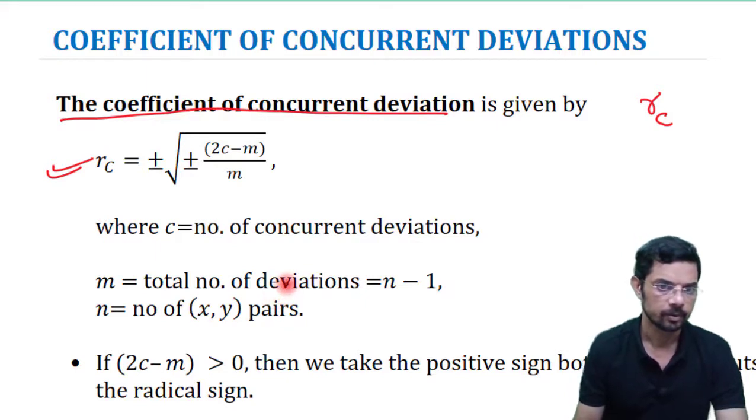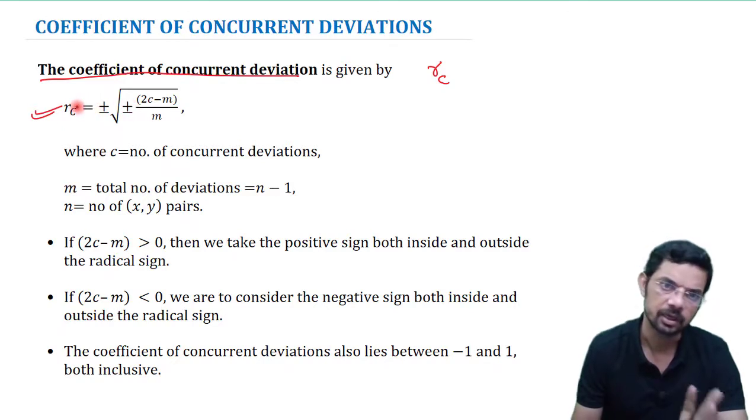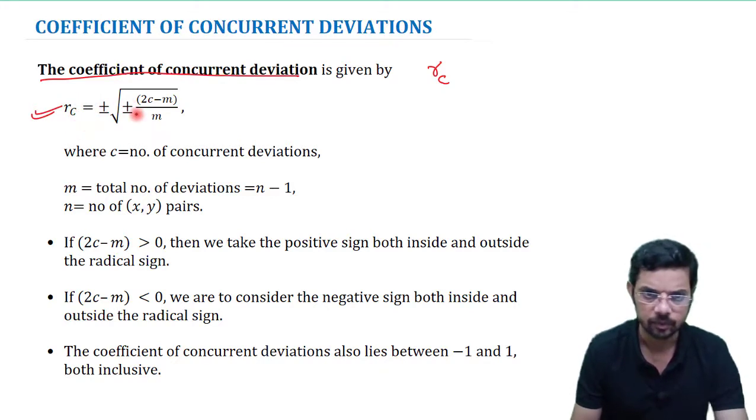In this case, if 2C minus M is positive, if in this bracket whatever value 2C minus M is positive, then we take positive sign both inside and outside, otherwise we take minus sign both inside and outside. This is because the root of a negative number is not defined, so whatever we have inside the root should be made positive. So if we are making a negative sign inside, we will take one outside also. If we are taking a positive sign inside, we take a positive sign outside. That's it. Now the coefficient of concurrent deviation lies between minus 1 and 1.